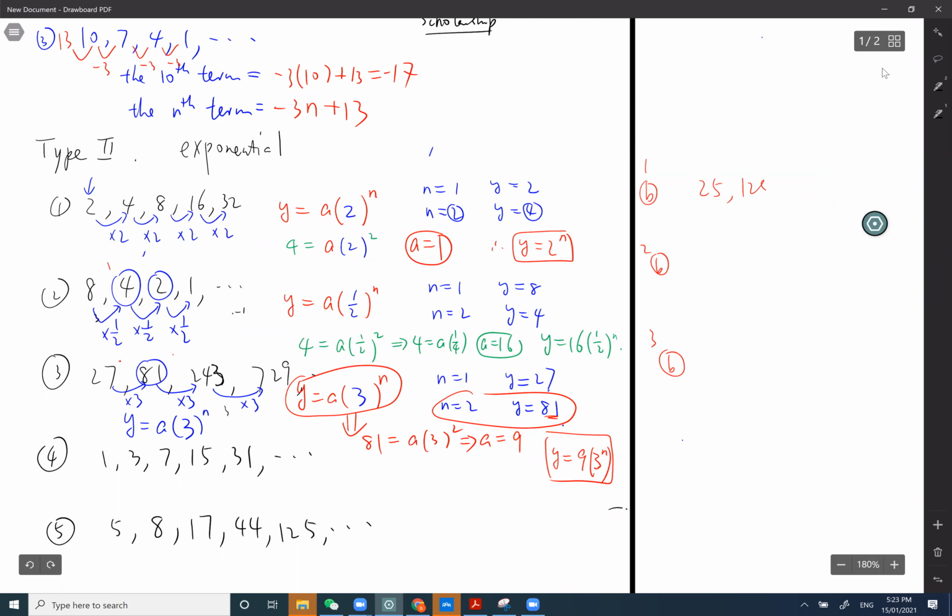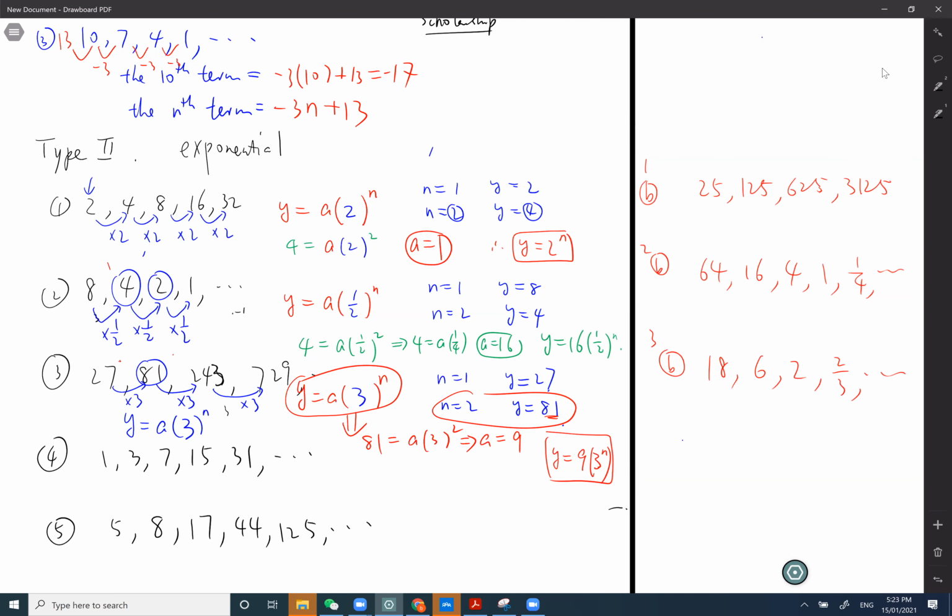25, 125, 625, 3125. How you find the formula? The second one: 64, 16, 4, 1, quarter. How you find the formula? Next one: 18, 6, 2. How you find the formula? Okay. Try to find the formula for these 3.